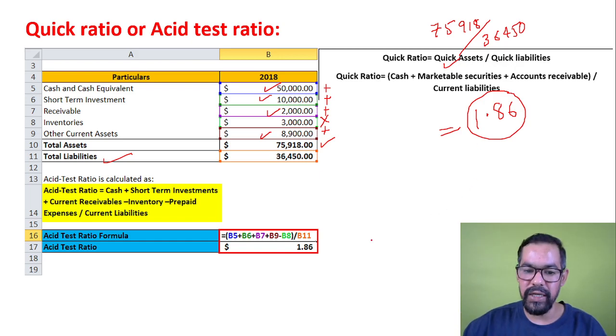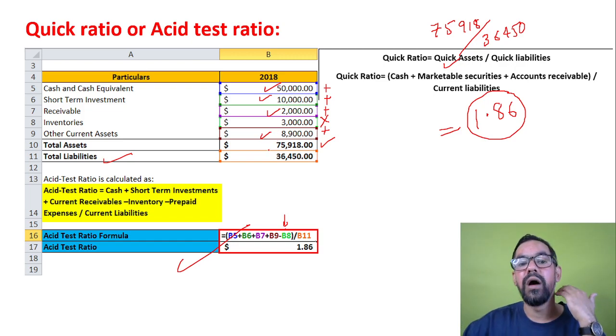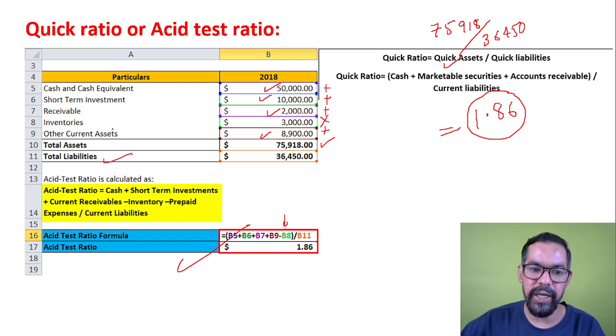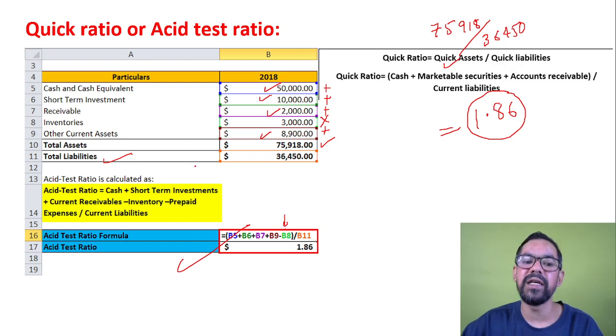Here you can see this example as well. They have included the Excel sheet. B5 is cash and equivalent, B6 is short term investment, B7 is receivable, and they subtract B8 because it is inventory, so it is not part of your quick assets. Then B9 other current assets. After adding all these, divide by B11, that is your total liability. So the outcome is the quick ratio for the given company.